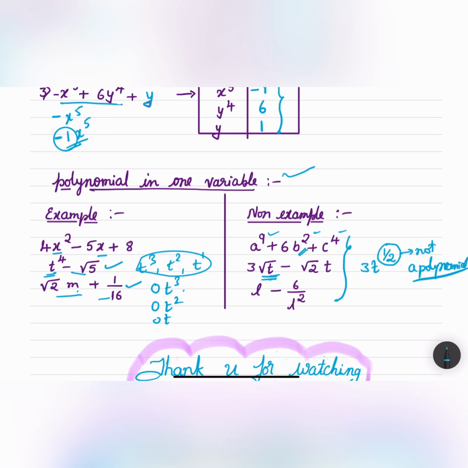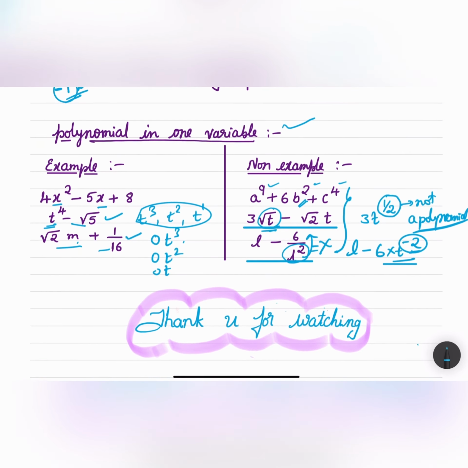And then the next one, we have l minus 6 by l square, which can be written as l minus 6 into l to the power minus 2. If this goes to the numerator, the power is minus 2, which is not a whole number. Therefore, this is also not a polynomial in one variable. It is not at all a polynomial, because we don't have whole number powers in these two cases. Okay, so now you can solve the exercise very easily.